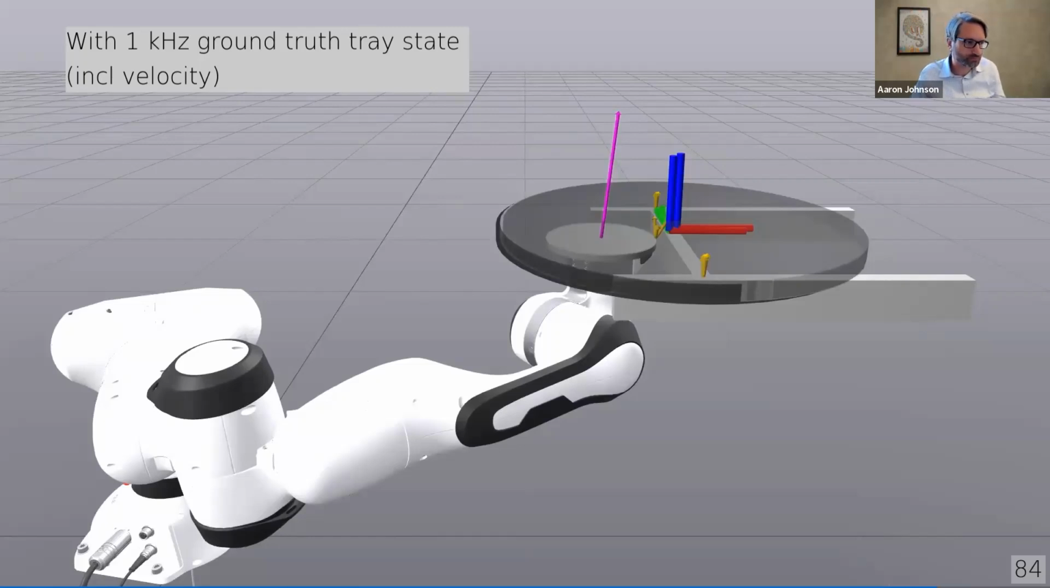I'm not convinced you can do this quasi-statically. Michael says he's not convinced you can do this quasi-statically. I think you could. It depends on the gap, the lip of the table. Yep, exactly. Yeah, you can.